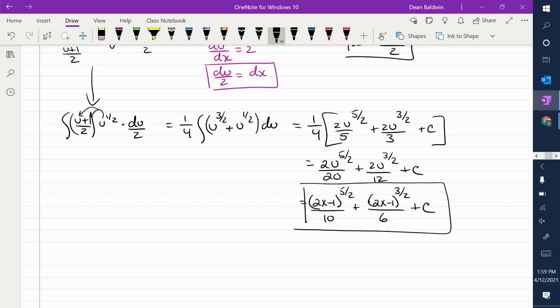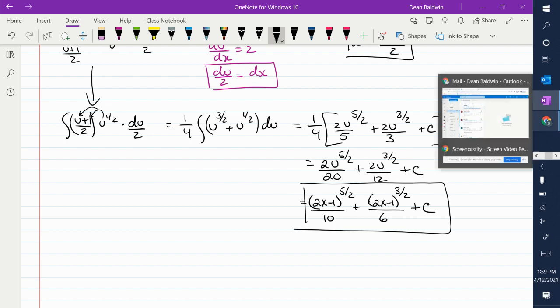2x minus 1 to the 5/2 divided by 10 plus 2x minus 1 to the 3/2 divided by 6 plus c. As you can see, they're starting to get a little more complicated now. But again, you could always check your answer by doing the derivative and seeing if you get the original back. Although these ones, that's not going to be a super easy derivative because there's going to be a lot of algebra to simplify it. Go on break. I got 2 more examples to do.